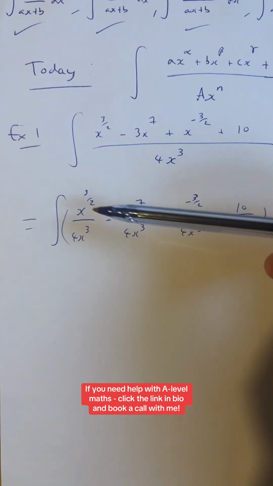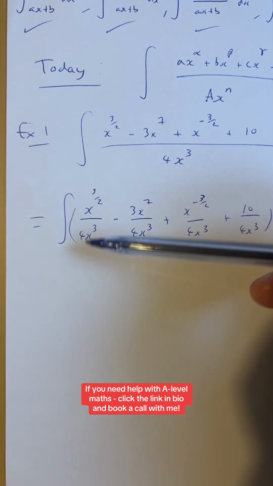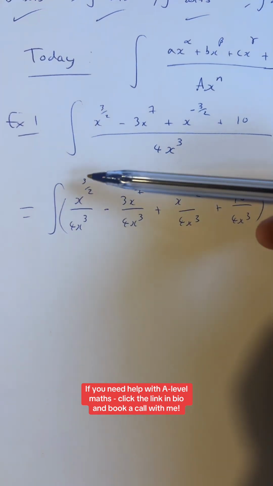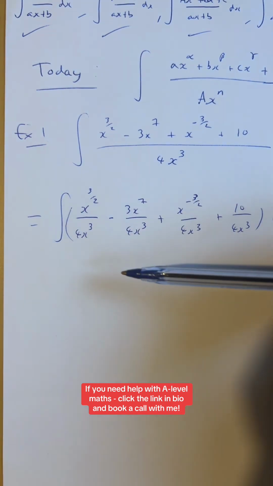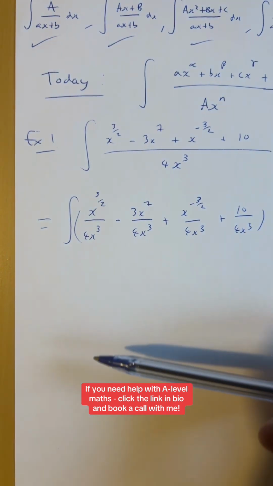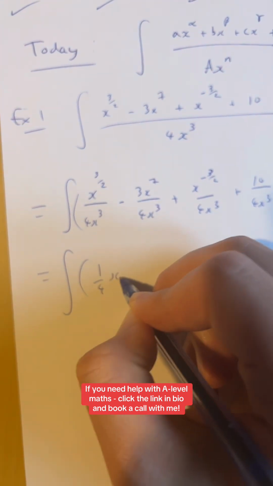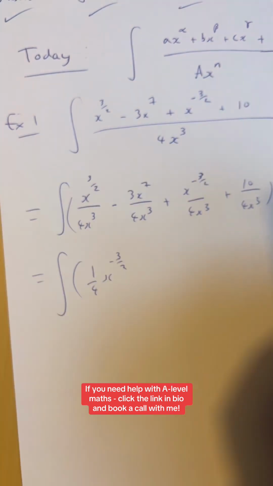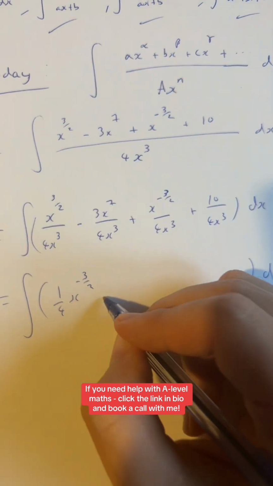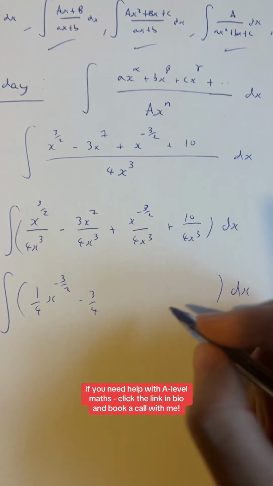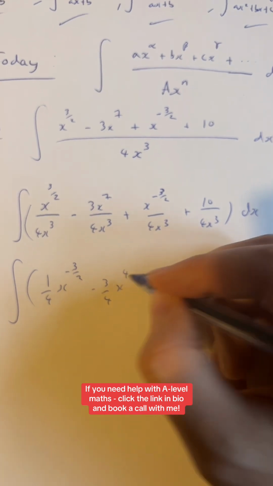Now we can simplify the indices using rules of indices. So the first one here, x to the power 3 over 2, divided by x to the power 3. Remember, we subtract the powers when we divide indices. So 3 over 2, take away 3. That's going to give us minus 1.5, so minus 3 over 2. So the first term is going to be a quarter, and then x to the power of minus 3 over 2. Now, the second term, we've got minus 3/4 this time. And then x to the power of 7 divided by x to the power 3. That's going to be x to the power of 4.